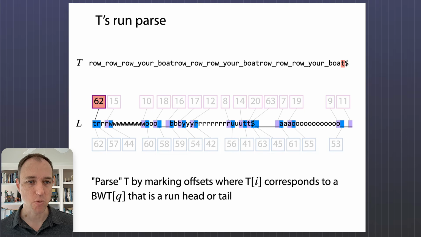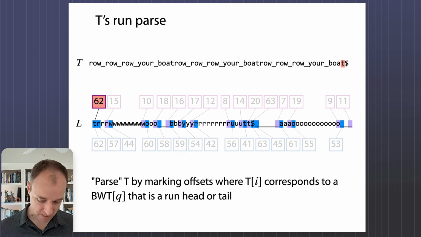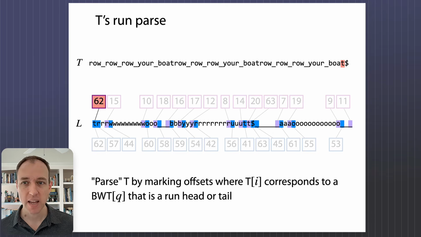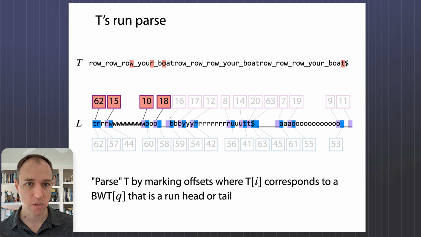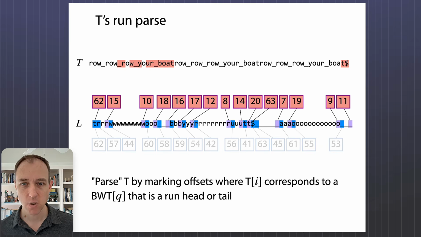Let's start with the very first run's head. So we're going to take that t and we're going to recall, okay, well, what's the offset of the t in the original text that actually got permuted to that position of L? And the answer is it's at offset 62. It's at this t over here. And so we're going to mark that, right? Like this t here corresponds to this t here. And because this t is a run head, we're going to mark it. So we'll mark this R similarly, and we'll mark this W and this O, and we'll just keep marking stuff in red according to whether it's a run head in L.